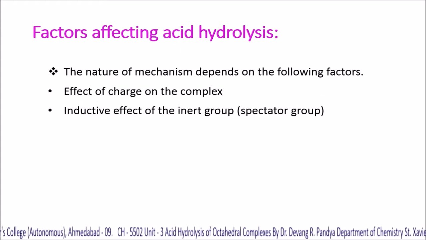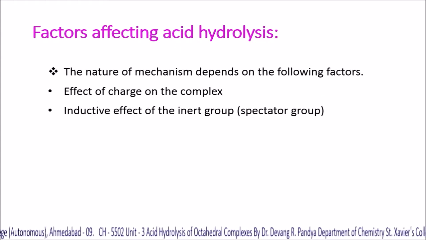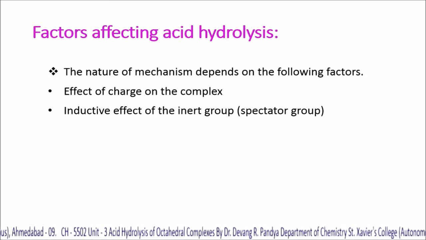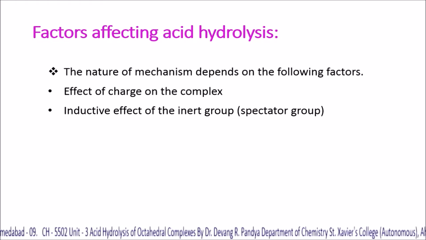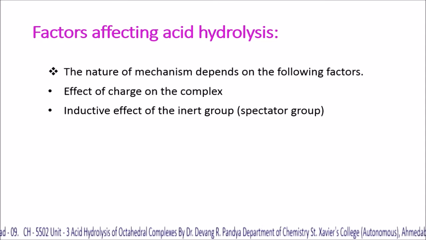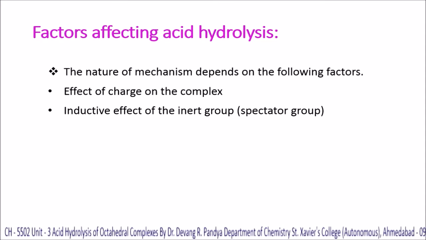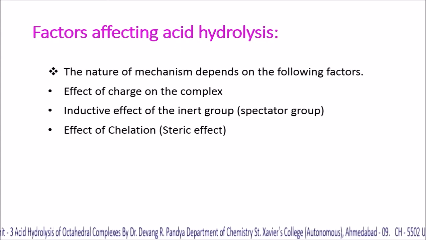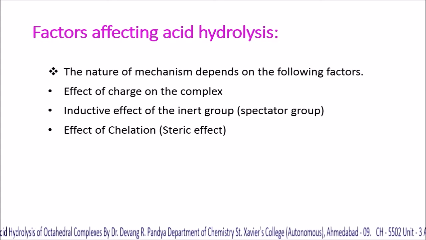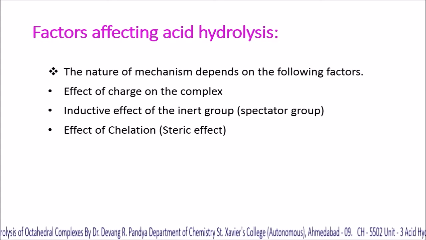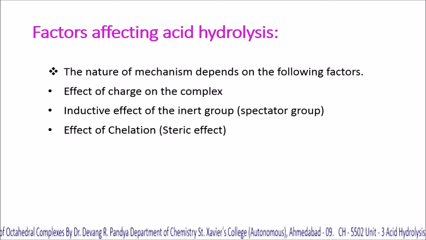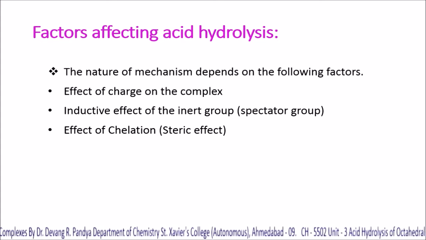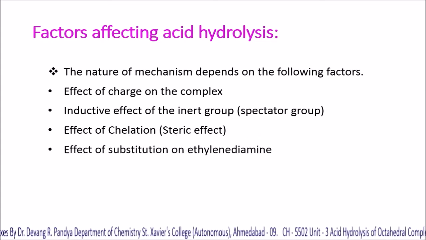Another one is the inductive effect of the inert group. An inert group is a spectator ligand which is already there with the central metal ion but does not participate in the ligand substitution reaction, though it may alter the rate of reaction as well. Then there is chelation. If there is a chelating ligand, there should be steric hindrance, so the attacking nucleophile will not attack the central metal ion that easily, and that way chelation may alter the rate of this acid hydrolysis.